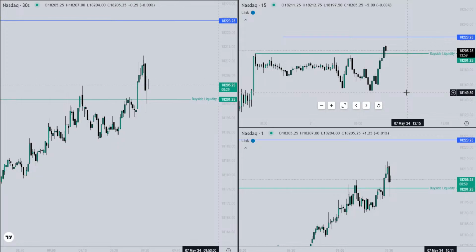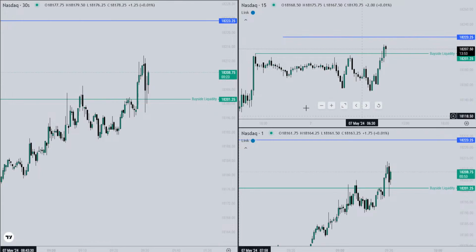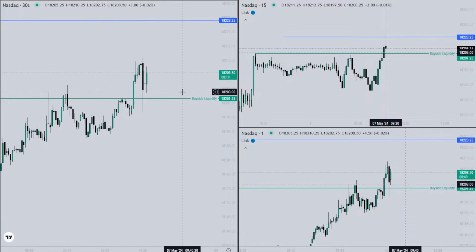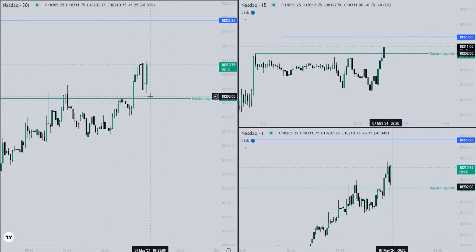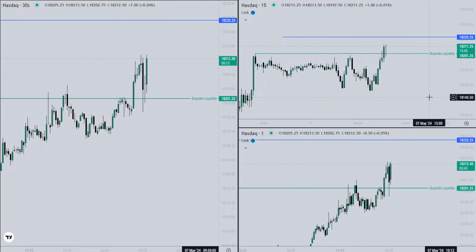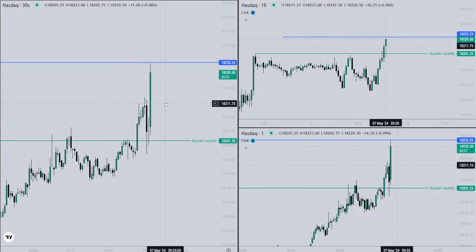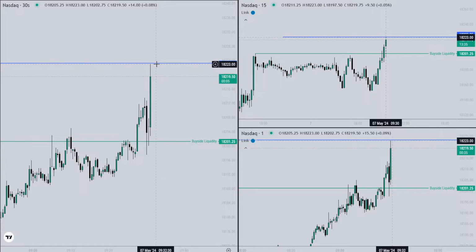Is TopStepX a desktop or internet platform? I don't know, brother. I'm using it from Google Chrome, so maybe they have an application. I don't know, but yes, I'm using it from Google Chrome. Okay, perfect. It's going higher. This is the last fair value gap from the hourly chart. This line. Remember that.